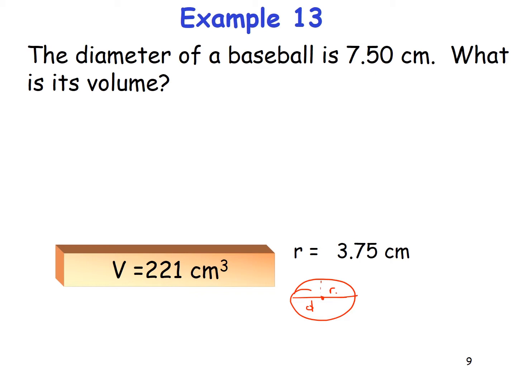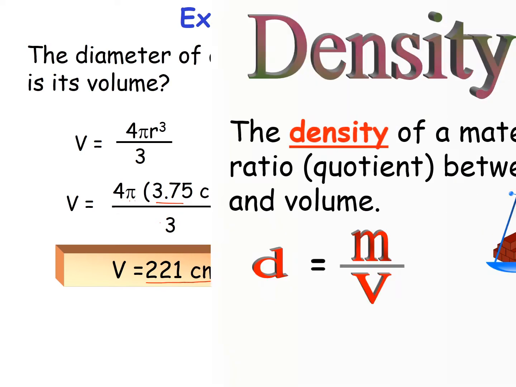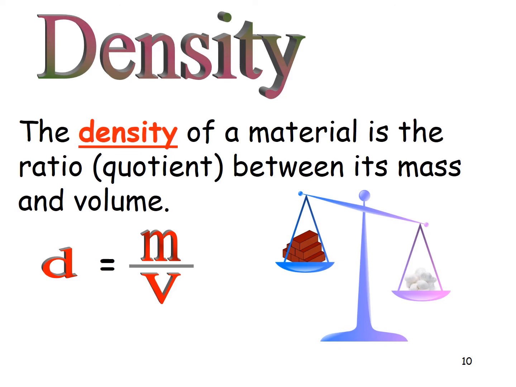And because it's not specifying anything about the unit, our final answer can also be in cubic centimeters. So 4 pi r cubed, this is the r cubed, divided by 3 times 4 times pi is 3.14, remember? And that should all give you 221 cubic centimeters. And also let's do some examples about the density.